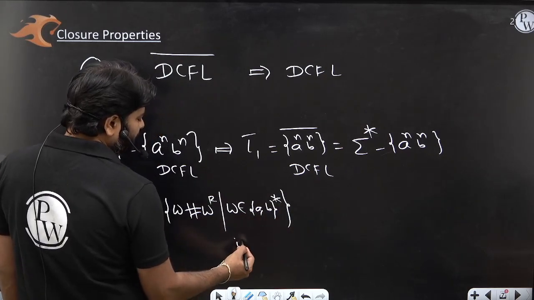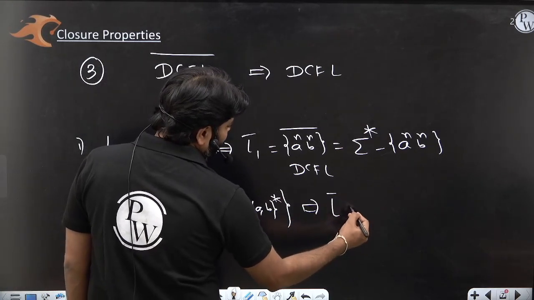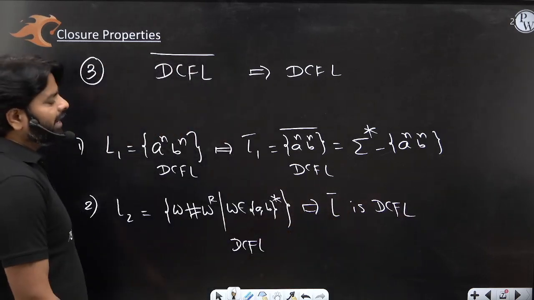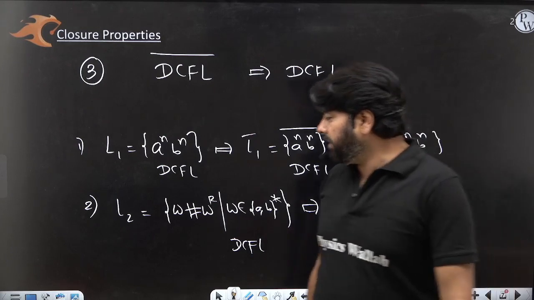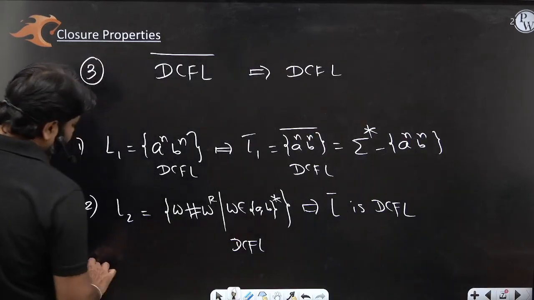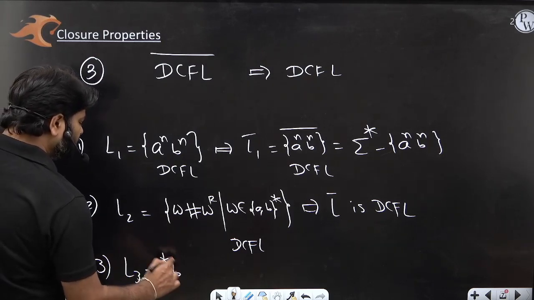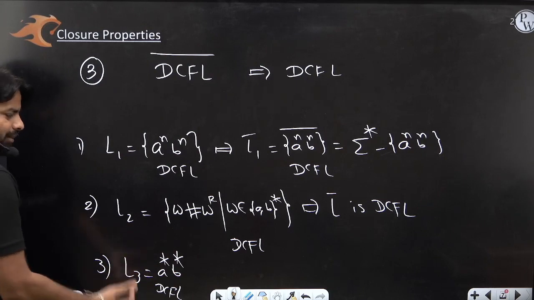We know it's a DCFL, right? When you do the complement, you will again get a DCFL. So take any DCFL, whether it is regular or not regular. Even I can take regular also. If you really want, you can take regular also: a star, b star. It is also DCFL. It is regular means DCFL.